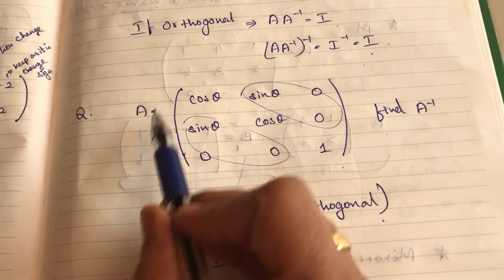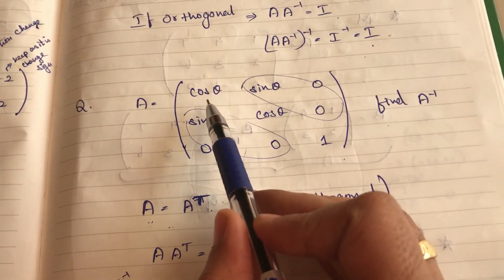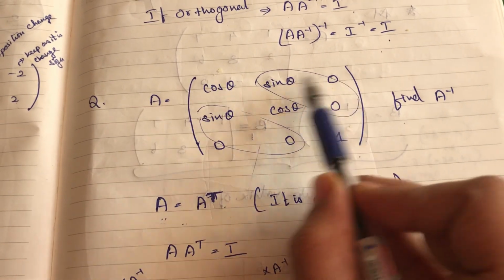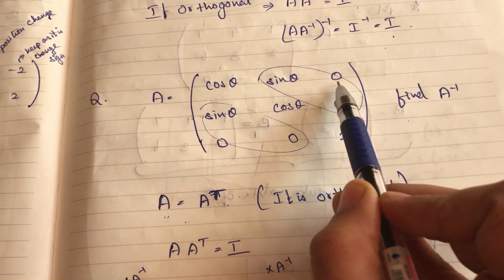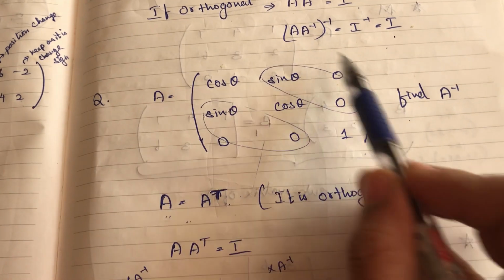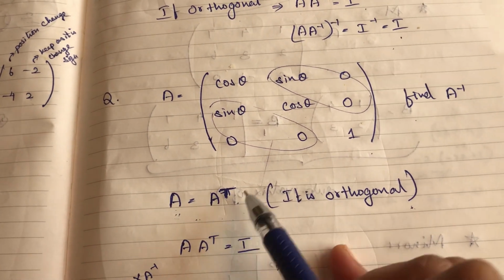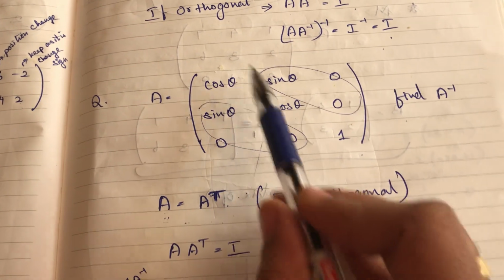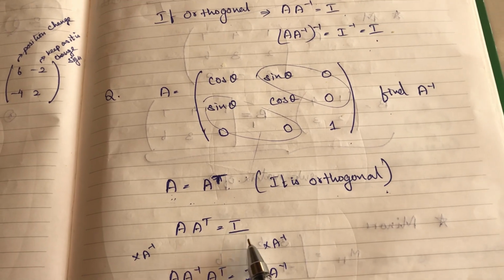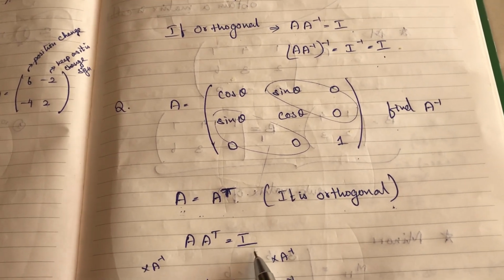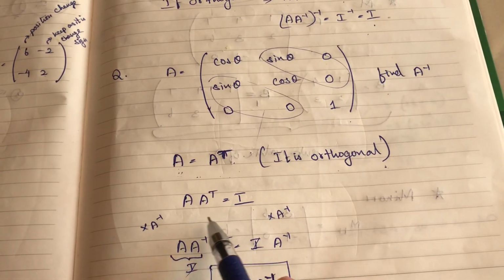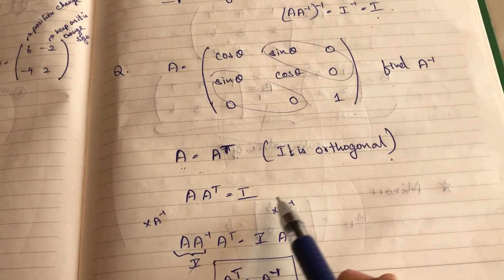Let me show that. This is the A matrix. And if we write the transpose, cos theta, sin theta, 0, you can see here the first row is the same as the first column. So if we write this matrix A as A transpose, the same matrix will appear. So A is equal to A transpose. If this condition is satisfied, this matrix is an orthogonal matrix. So for orthogonal, we know that A into A transpose is equal to I. This is a condition. Okay, you can see here A into A inverse equal to I. This is also a condition, and A into A transpose equal to I. This is also a condition.